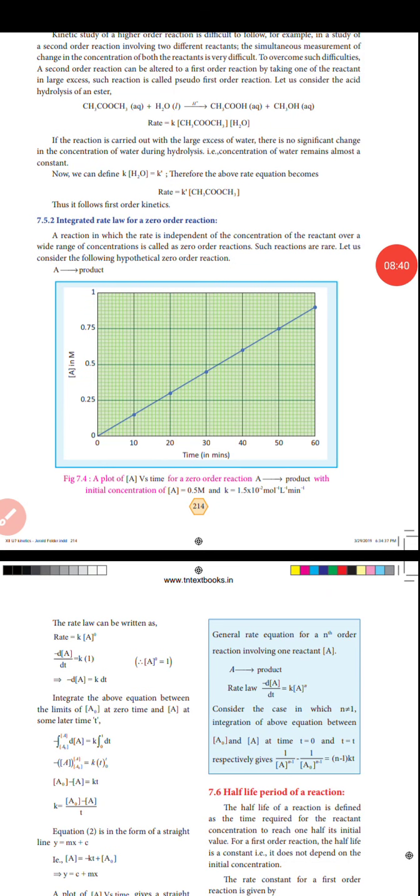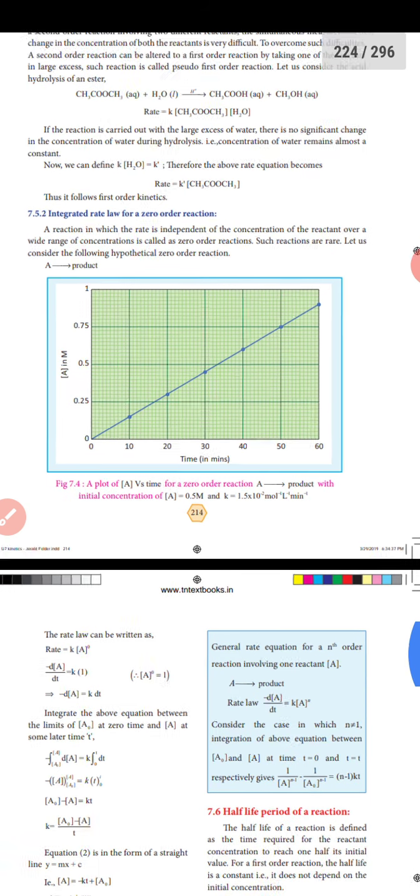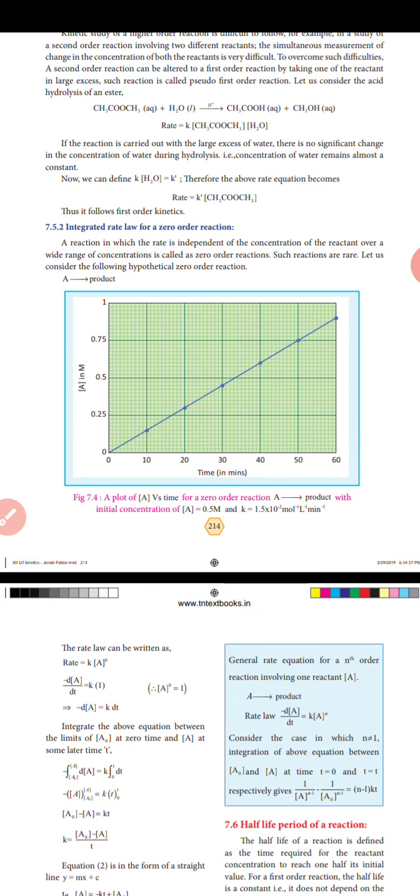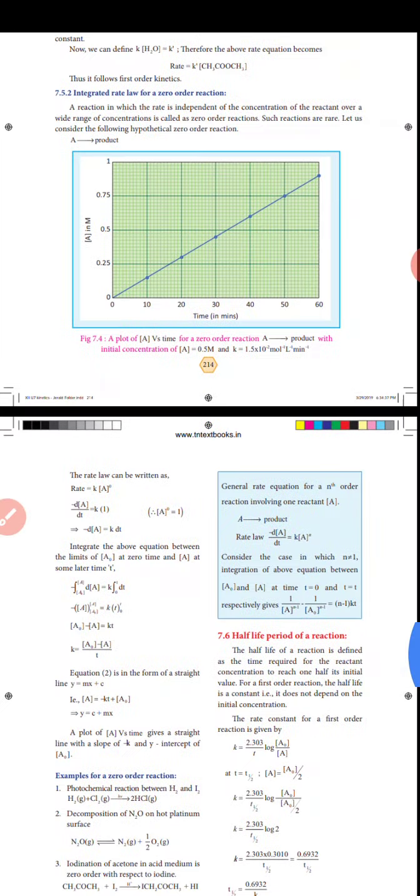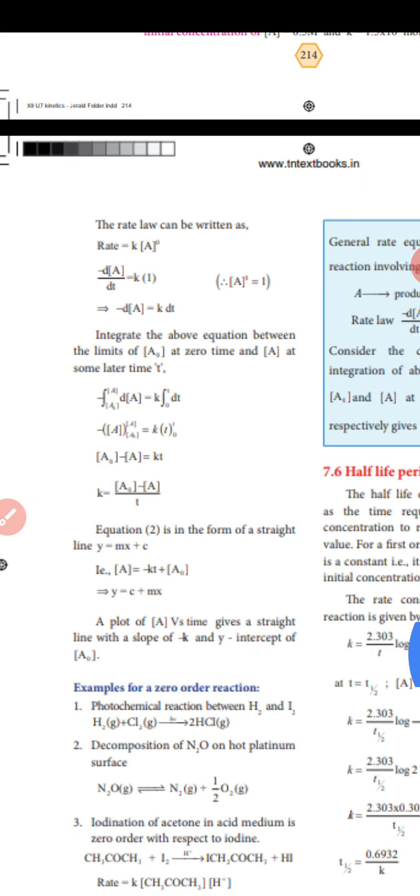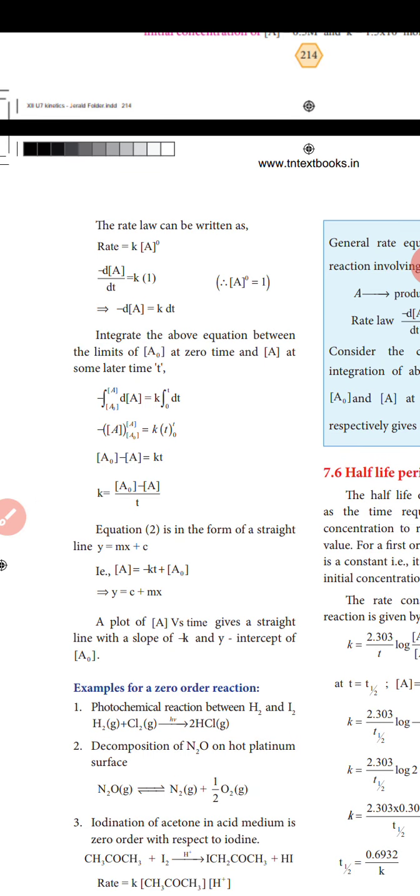The second one, we discuss the integrated rate law of zero order reactions. What is meant by a zero order reaction? A reaction whose rate is independent of the concentration of the reactant over a wide range of concentration is called a zero order reaction. Such reactions are rare. Let us consider the following hypothetical zero order reaction, A to product. The rate law can be written as rate equals k A naught.